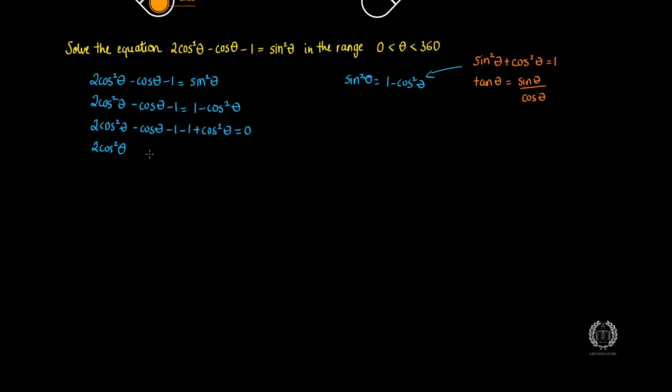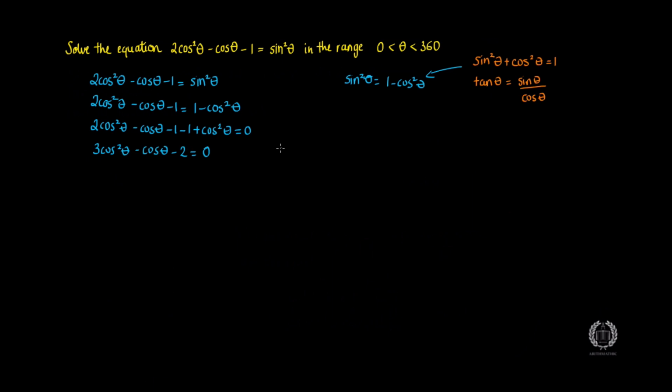Oh, no, no, no, no. I forgot something, didn't I? You could just simplify this. 2 cos squared theta plus cos squared theta is 3 cos squared theta. Okay? So that's 3 cos squared theta, and then minus cos theta, and then minus 1 minus 1 is minus 2, equals 0. And now you can see you have a quadratic.